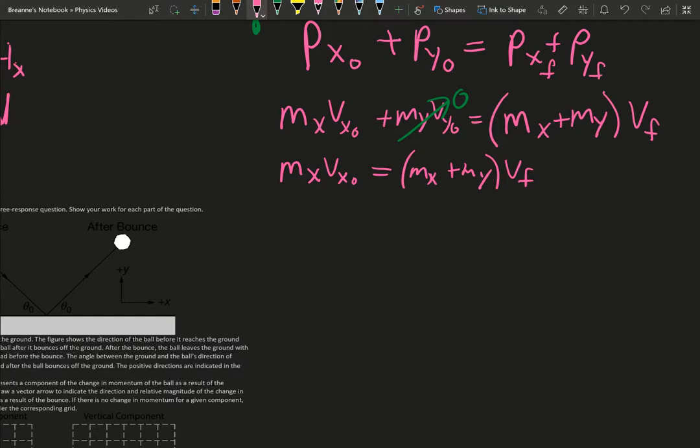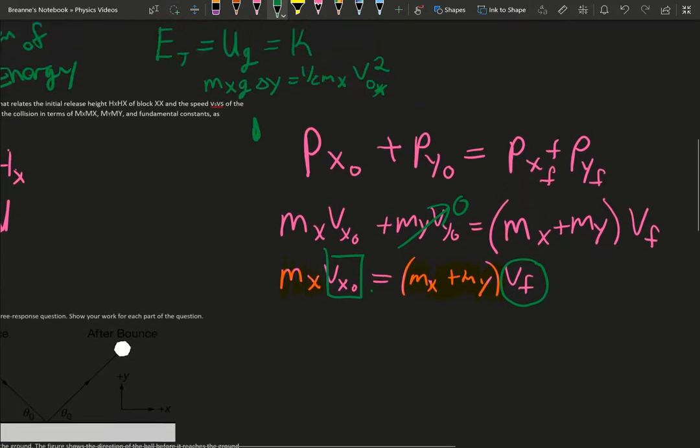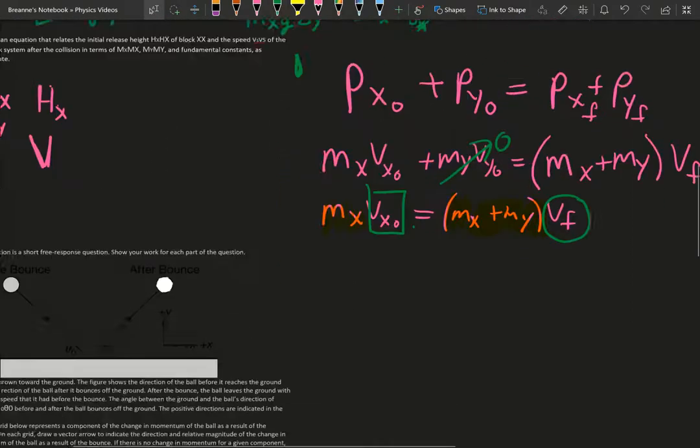And think about it, we can use pretty much all of these things, and we're looking for this. So the only thing we really need to get rid of is our initial velocity in the x. We need to figure out what equation we can solve for that, and that's when energy comes into play.